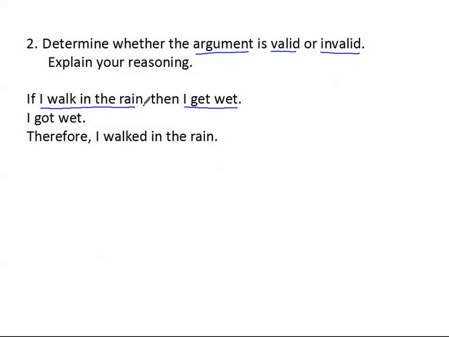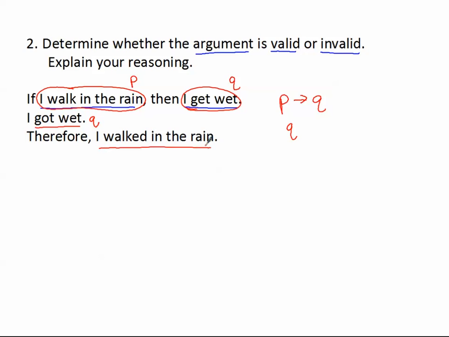It might be easier to look at this using symbolic notation. Let's call I walk in the rain P and I get wet Q. And it goes like this, P arrow Q. I got wet. What part is that, the P or the Q? It's the Q. Well, if we're beginning with Q, that's the end. Therefore, I walked in the rain. That is the statement P. Well, what is the way that it's going? Starting at Q and ending at P.